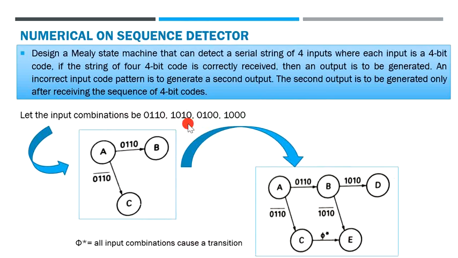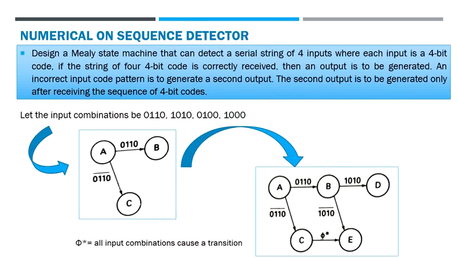Any input combination can cause a change from state C to state E. That is why if you see here, 5 star will indicate all input combinations will cause a transition. So any input combination can cause a change from C to E.